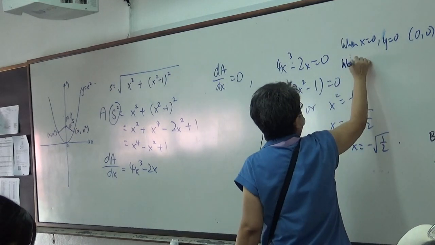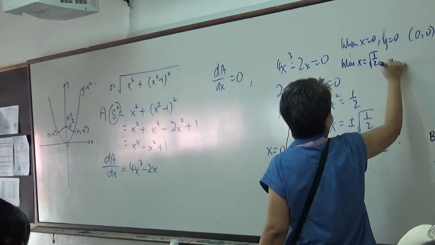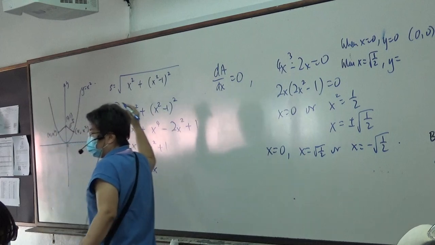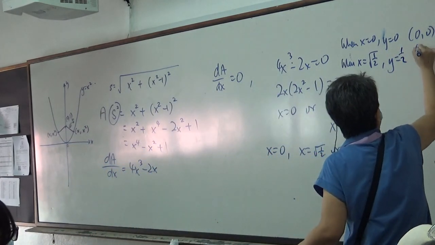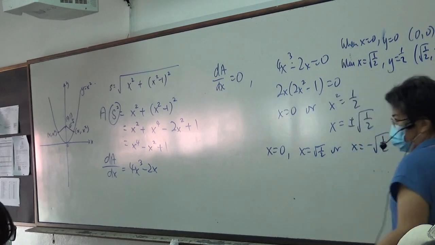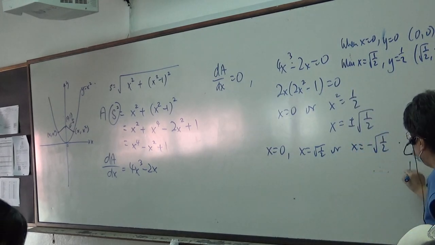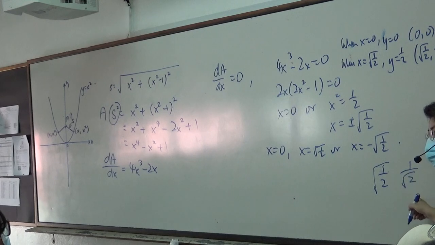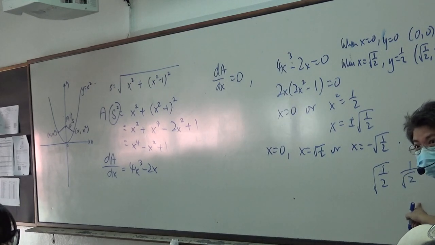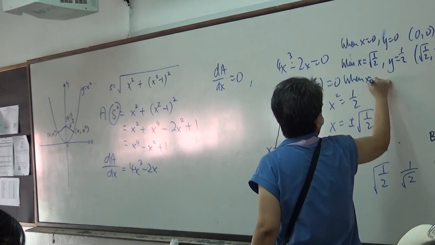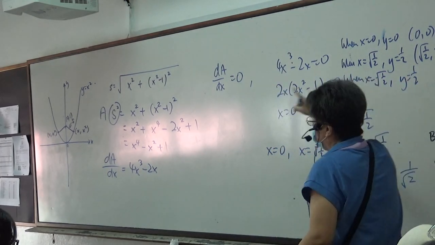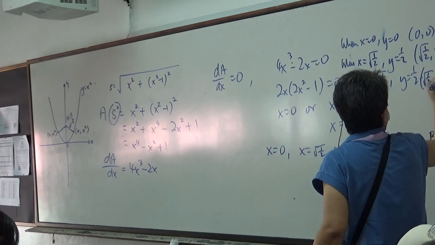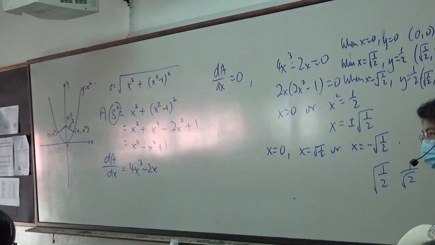Okay, how about when x is root half, what is my y? If it's root half, you square it, you become what? Half. Okay, good. So my second point is actually root half, half, right? Now the textbook gives you 1 over root 2. It's the same, because the square root of 1 is 1. That's why it becomes like that. Understand? I'm not doing anything fantastic. How about when x is negative root half? Y will still be half, right? Because you square it. Agree, class?